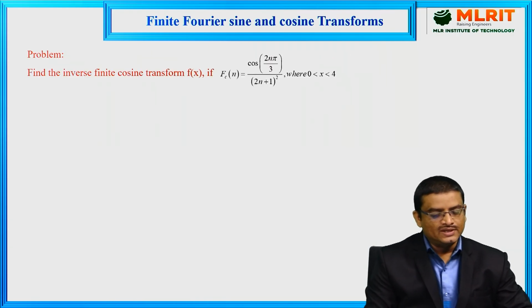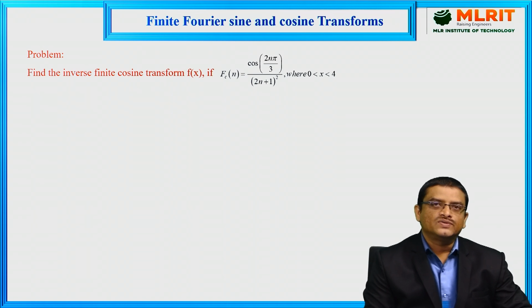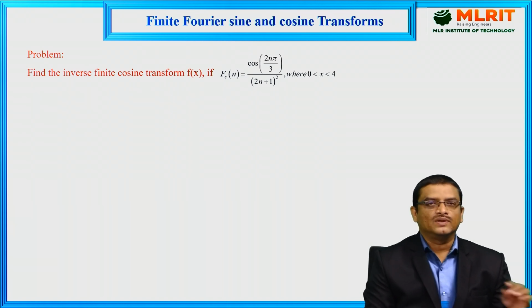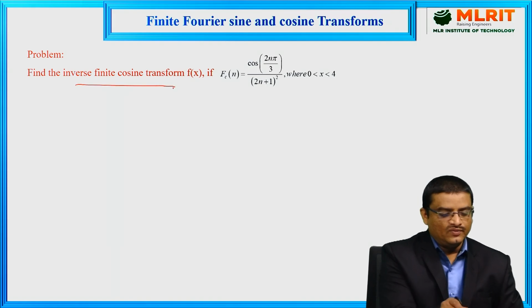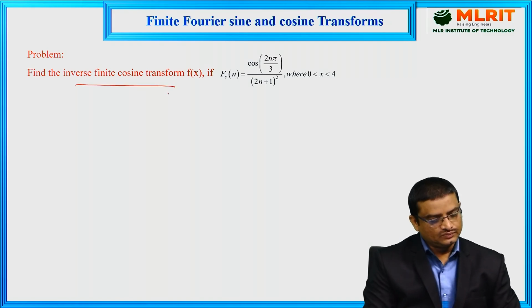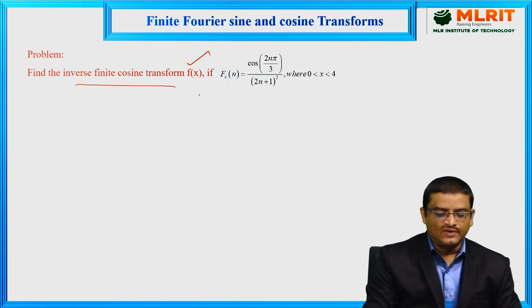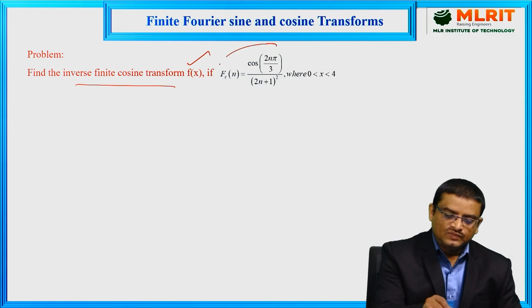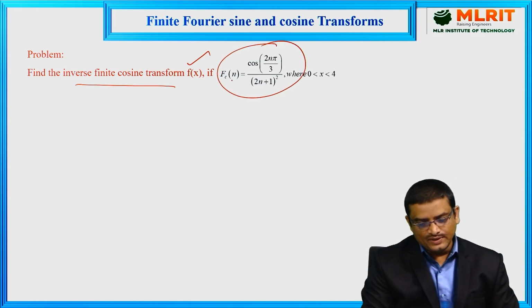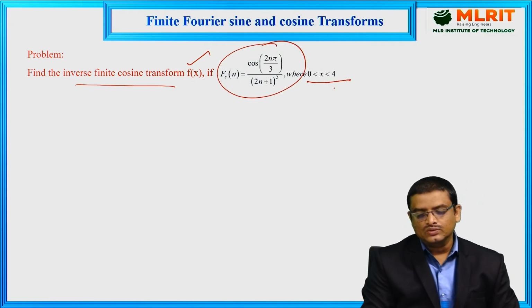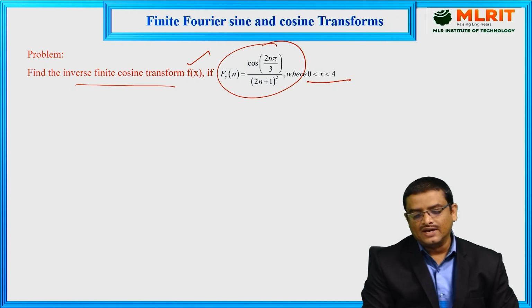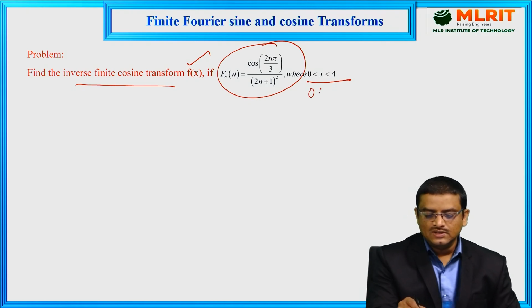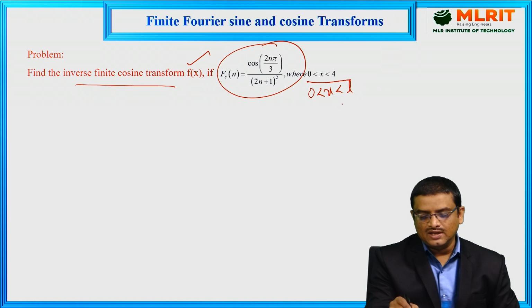So now let us take some problems on the inverse finite cosine and sine inverse formulas. Now, the inverse finite Fourier cosine transform of f(x). We have to find out that f(x), and its value F_c(n) is given, and the limits are 0 < x < 4. You compare this with 0 < x < L, so you will get L is equal to 4.